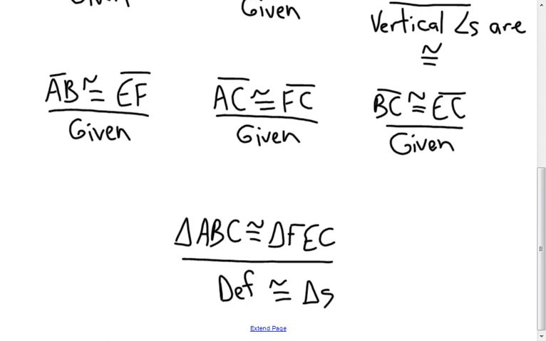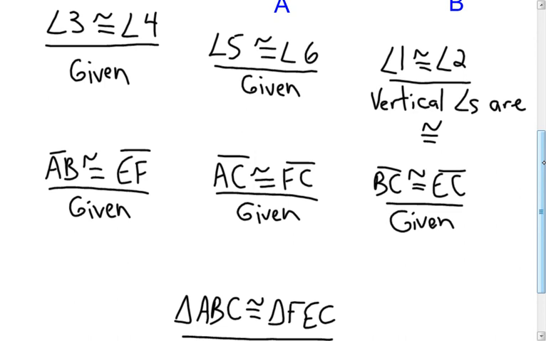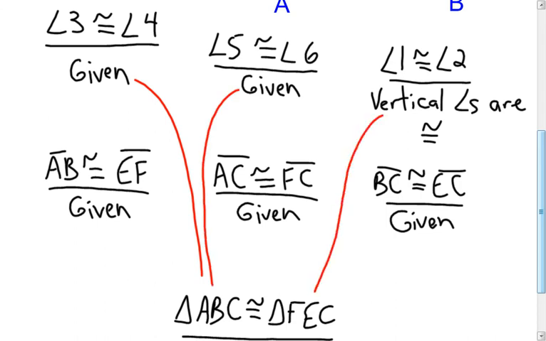But now in the flow proof, we need to connect all of the statements that are needed to say another one. Now I didn't need to connect this to anything because it was given. But when I get down here, I needed a lot of statements to be able to say that. I needed to know that angle 3 and angle 4 were congruent. I needed to know that angle 5 and angle 6 were congruent. I needed to know that angle 1 and angle 2 were congruent. I needed to know that segment BC and segment EC were congruent. I needed to know that segment AC and segment FC were congruent. And I needed to know that segment AB and segment EF were congruent.